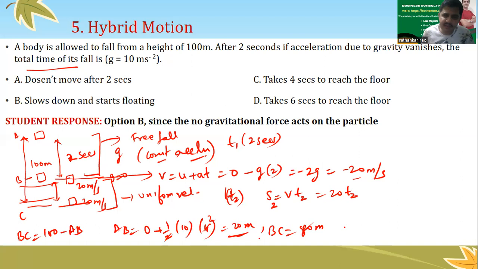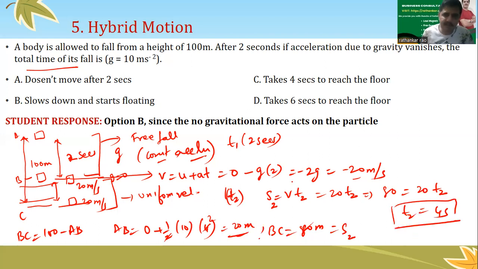What is BC now? S2 here, right? So therefore, this implies, now you put 80 is equal to, what is V? 20 into T2. Why 80 here? Because this S2 is this distance, right? I'm not going to put 100 over here, I'm going to find out only this one. 80 equal to 20 into T2. T2 is equal to 4 seconds.